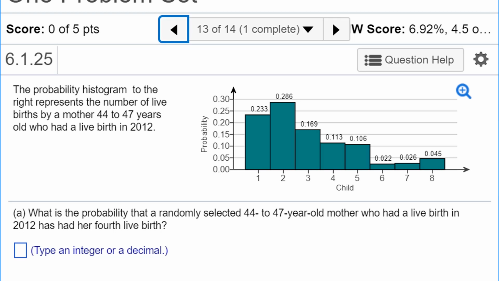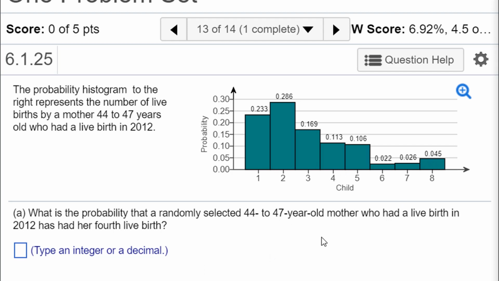Okay, let's take a look at this problem. Now I'm going to use my custom distribution calculator to help with this problem. The probability histogram to the right represents the number of live births by mothers 44 to 47 years old who have a live birth in 2012. So we got probabilities, we got a distribution.